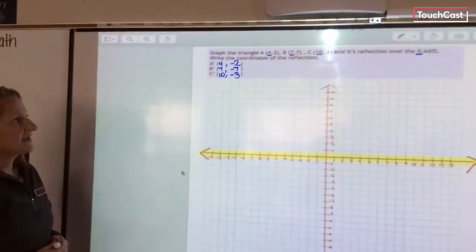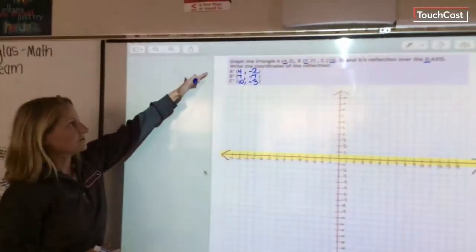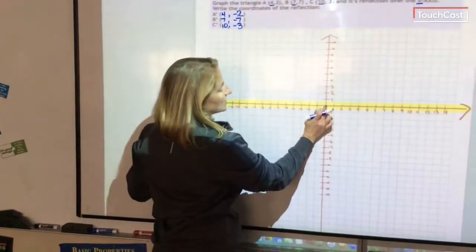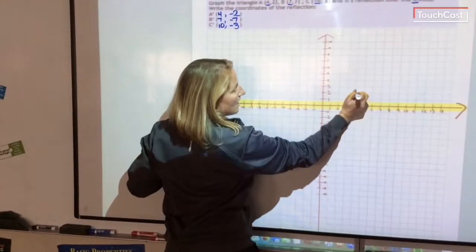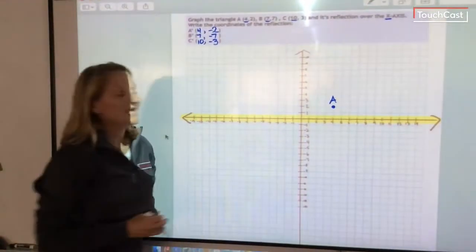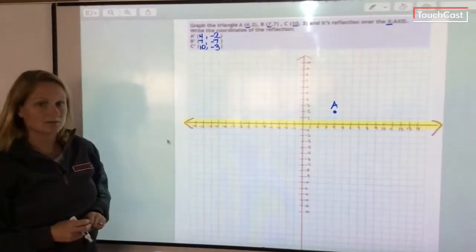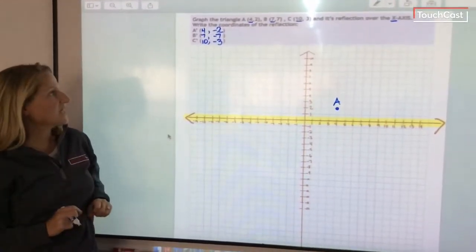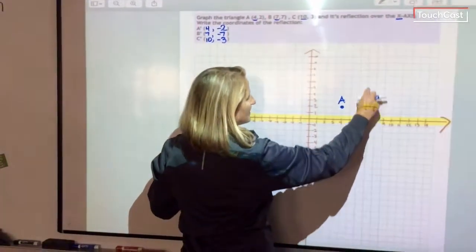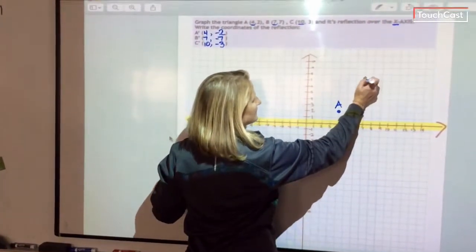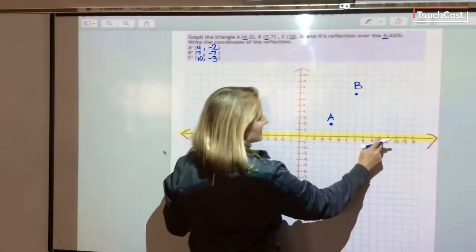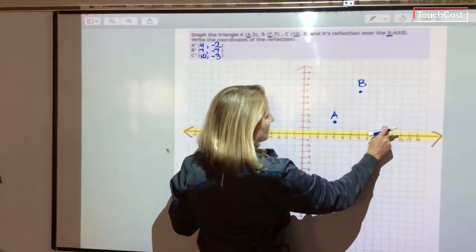So I'm going to go ahead and graph the original figure, the original triangle that they gave us in the problem. So point A is at 4, 2. So I'm going to go to the right 4, up 2, and make a point. Remember that you have to make both the point and label the letter. Okay, you need to have both of those things. Point B is at 7, 7. So I'm going to go to the right 7 and up 7. And then point C is at 10, 3. I'm going to go to the right 10 and up 1, 2, 3.